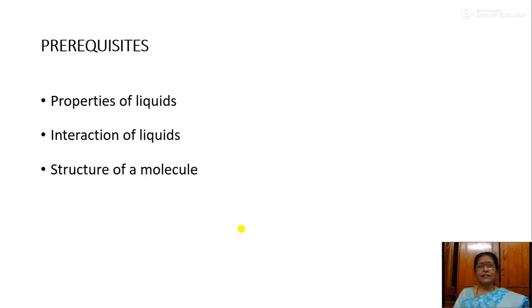Prerequisites. These are all the things you have to know before understanding the content. Properties of liquids, interaction of liquids, structure of a molecule. When you come to the properties of liquids, how the liquids are arranged, how they will flow, what intermolecular attraction they will have, all this you have to know. Now, interaction of liquid. Interaction means during the liquid flow, what interactions can take place. Those things you have to know.